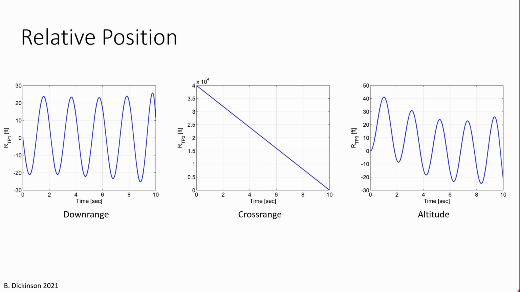Now the target maneuver is in the downrange and altitude directions, and this is where we see the fluctuations in the range. In the center is the cross range. Since there's no maneuver in the cross range direction by the target, there is no interesting behavior in cross range as a function of time. It's simply a linearly decreasing line according to the closing velocity of the engagement.